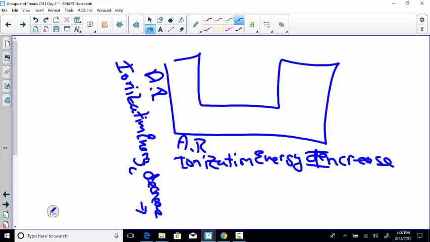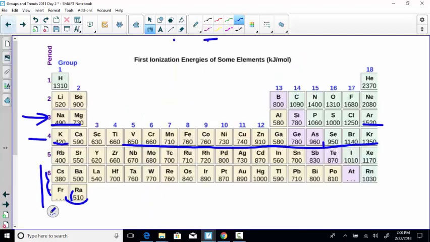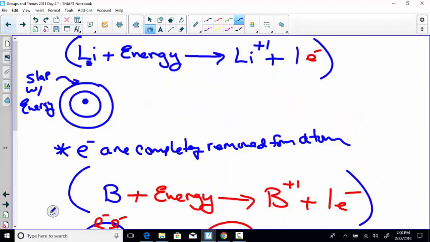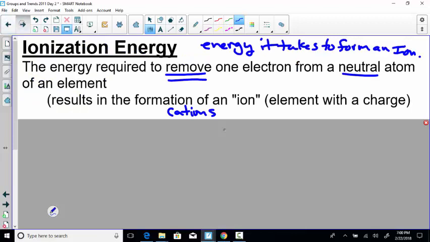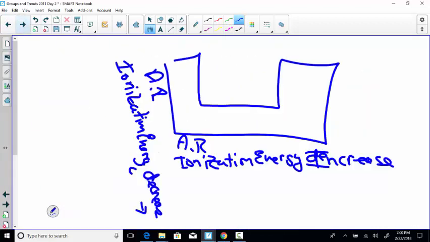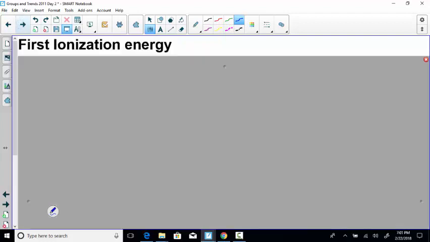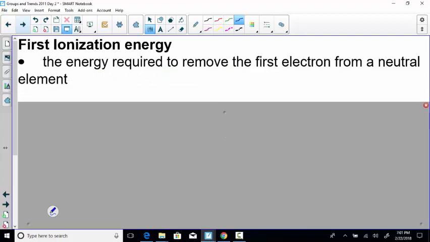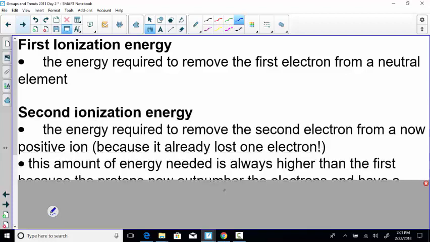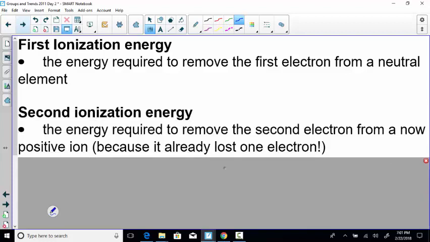Now, there's a few terminology things that we need to talk about with ionization energy. There is something called first ionization energy, and that is the energy that it takes to remove the first electron. However, if you have an atom that has multiple electrons, you can have multiple ionization energies. So second ionization energy is just the energy required to remove the second electron.